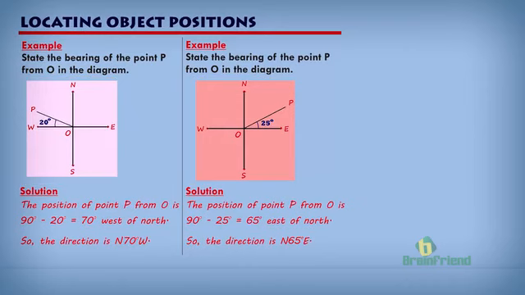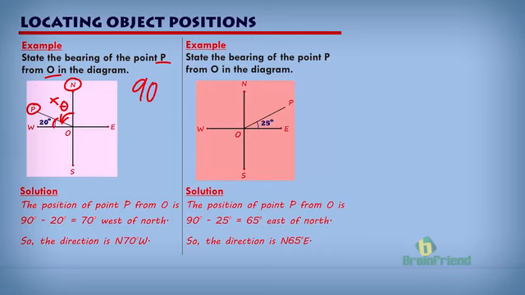State the bearing of the point P from O in the diagram. Remember we said first determine which quadrant is in play. So we have our quadrant here where N is in charge. It means that we will take our measurement from N. We measure that down to our point P in question. That angle is unknown, but we do know this angle here to be 20 degrees.